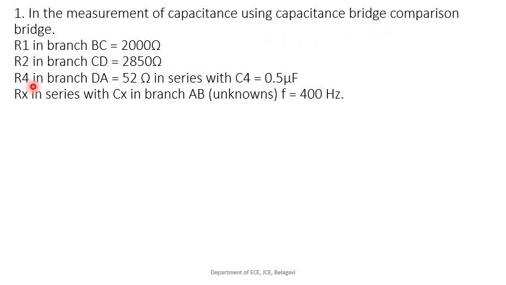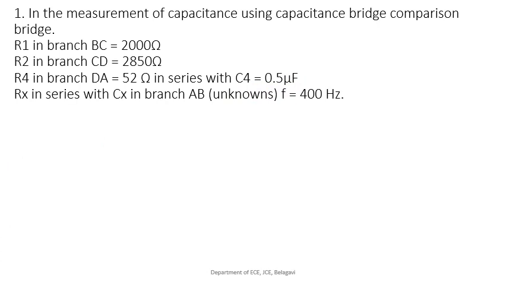Now here in this case, if you observe, the R1 value in branch BC is 2000 ohms. The R2 value in branch CD is 2.85 kilo ohms. R4 in branch DA is 52 ohms, in series with C4, which is of value 0.5 microfarad.